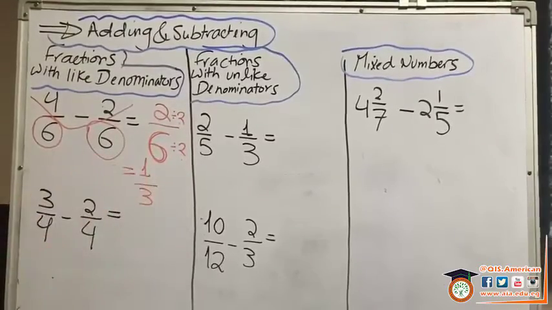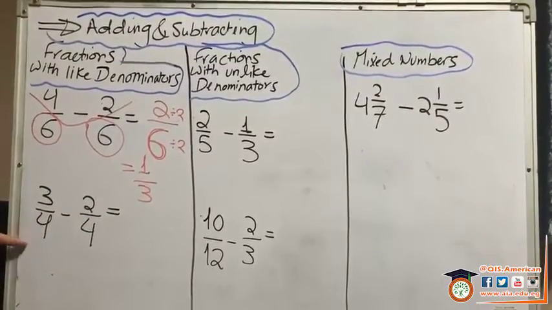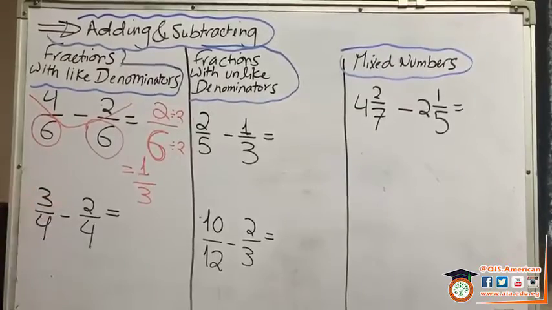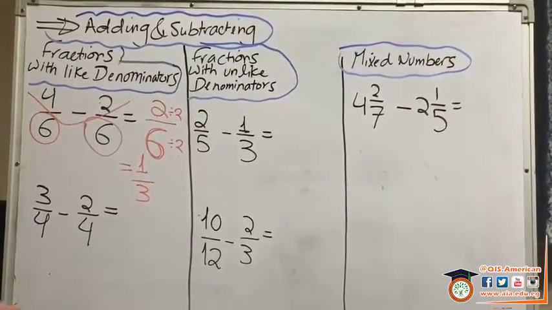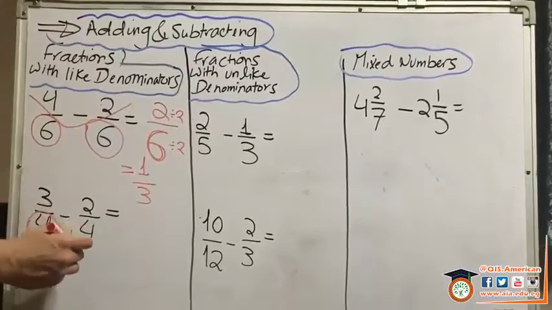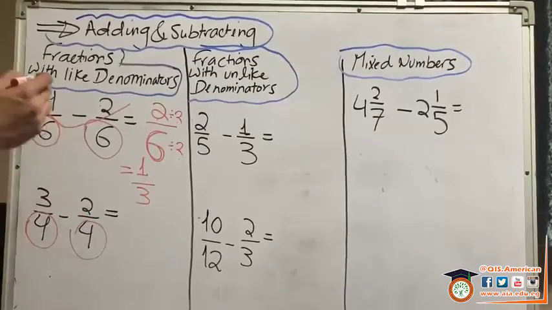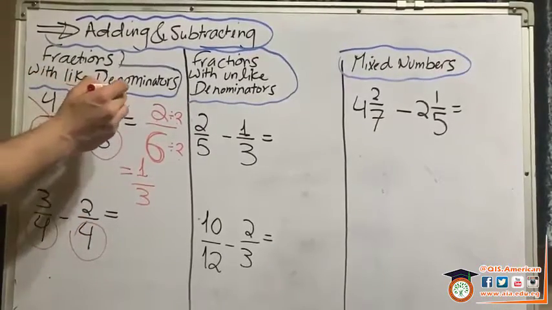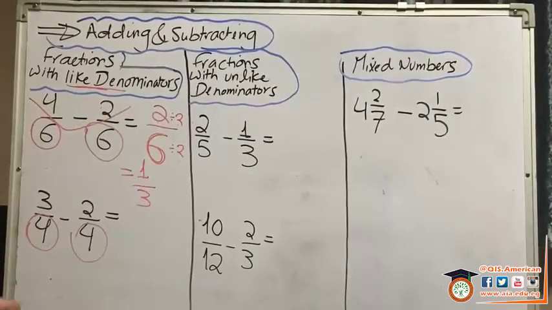So the answer is 1 over 3. Second one here, we have 3 over 4 minus 2 over 4. So what can be the answer? Check your denominators. Here I have a 4 and here I have a 4, which means that they are like denominators, fractions with like denominators.